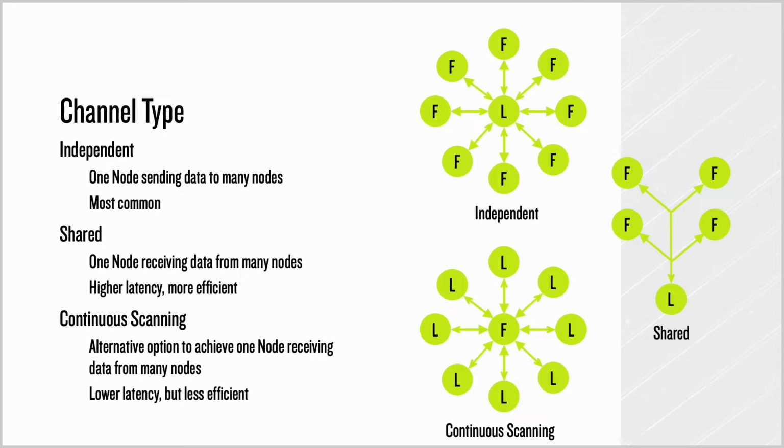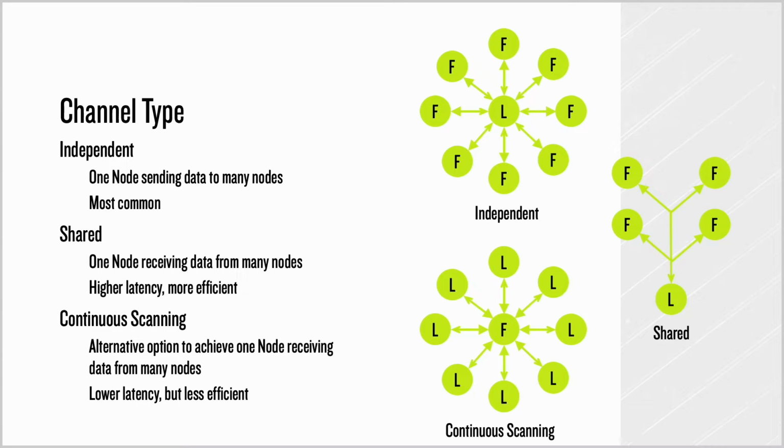The first channel parameter we'll be talking about is channel type. Channel type specifies the type of communication that will occur on the channel. Most ANT channels are independent and bidirectional. An independent channel is used to create the peer-to-peer and broadcast network topologies. That is, one leader node sending data to one or more follower nodes. A bidirectional channel means that data can be sent in both the leader to follower or follower to leader directions.